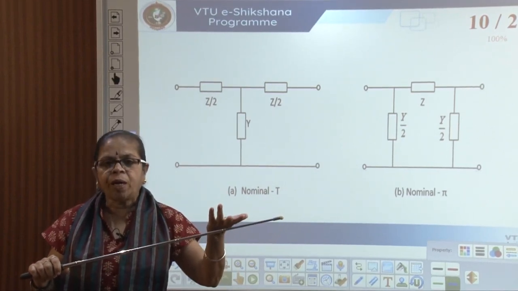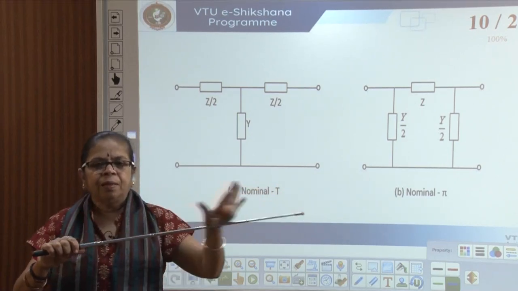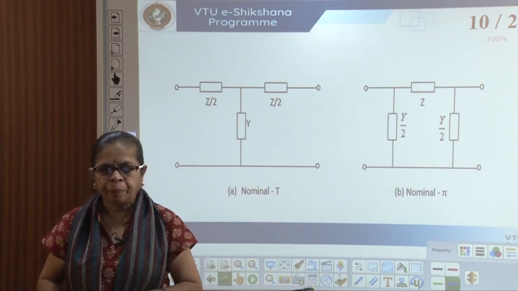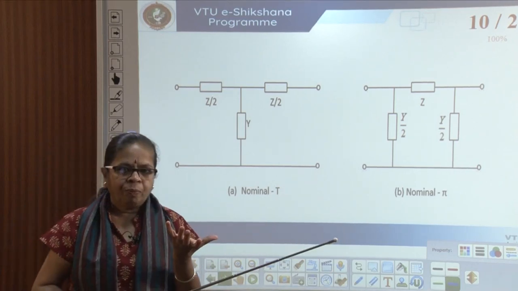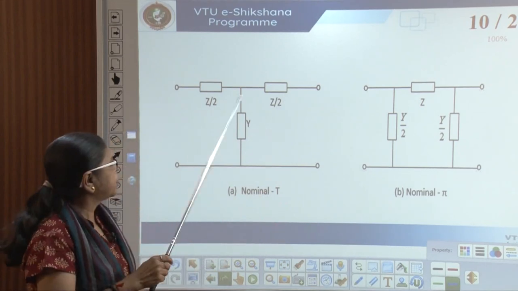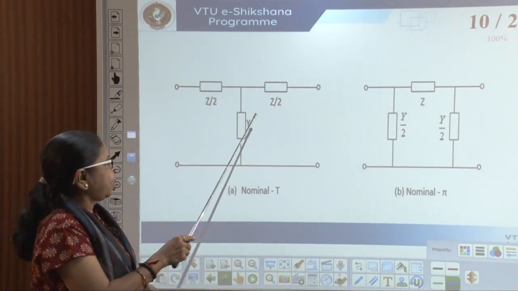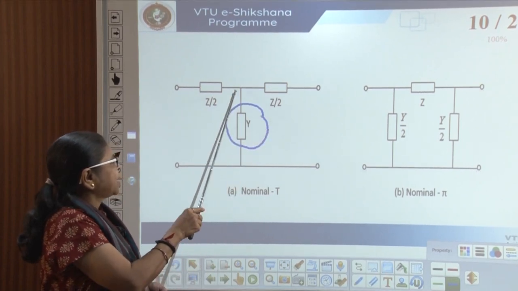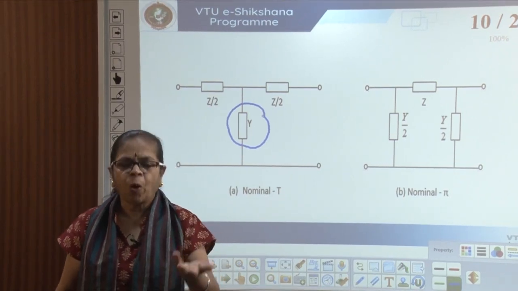In the simple short line model, what did I do? I lumped the entire resistance as R and the entire reactance as X. So I had a simple R plus jX, Z. In this model, for the medium line, I assume that R plus jX is divided into two equal halves, Z by 2 and Z by 2. And the shunt capacitance, the admittance Y, is connected in the middle. This is a way of modeling.